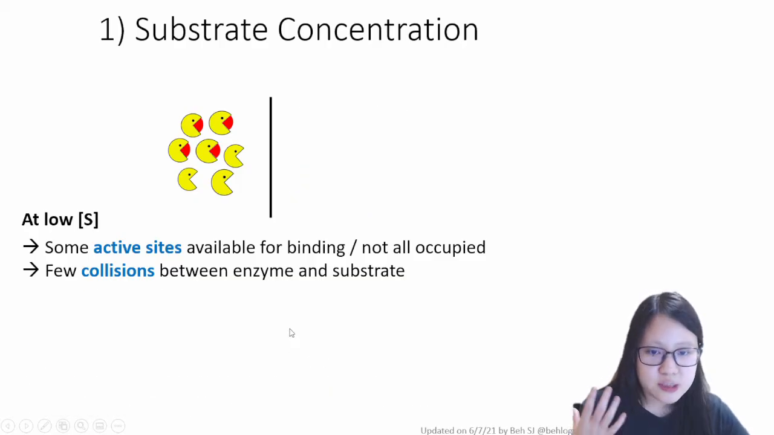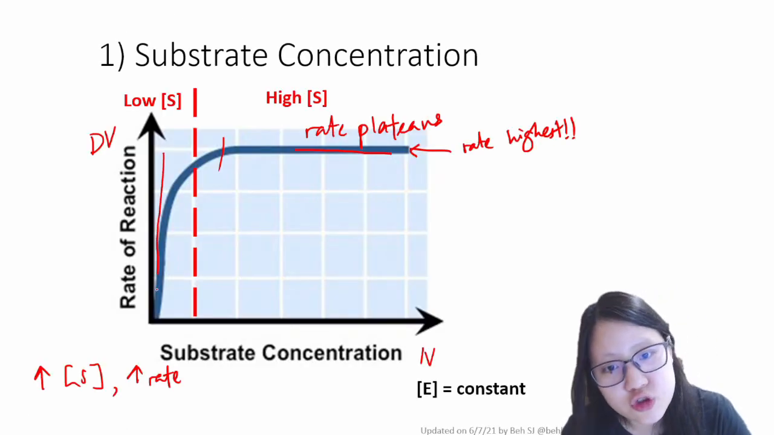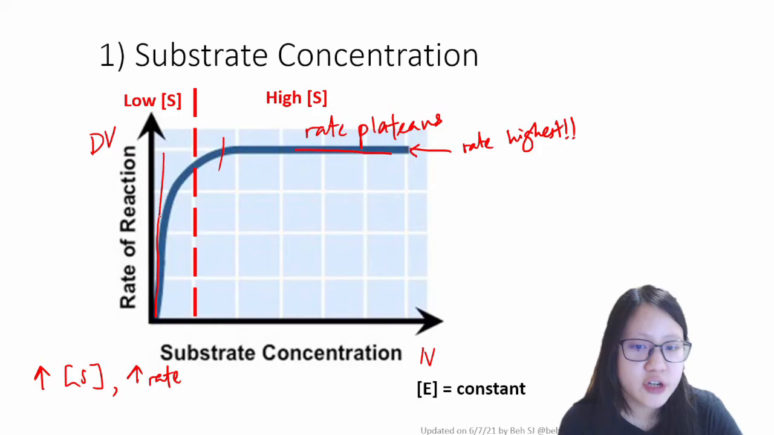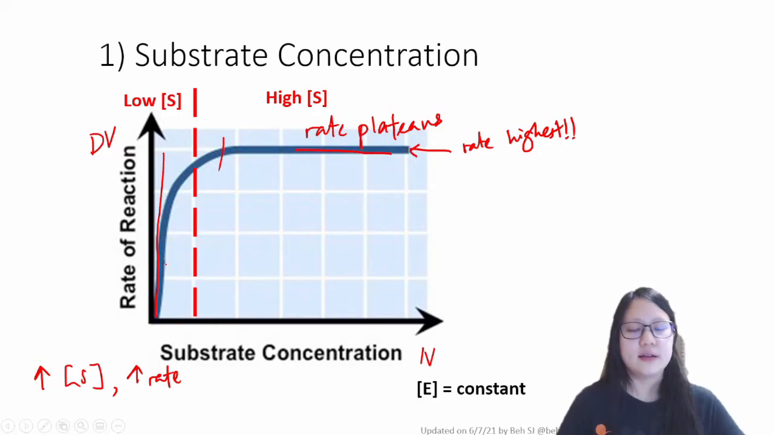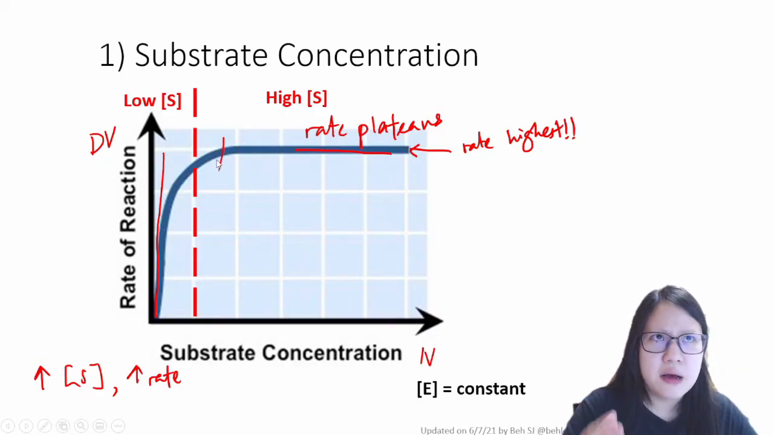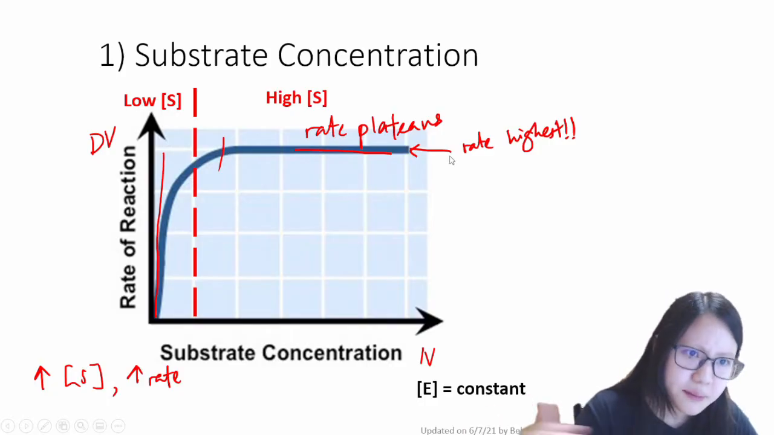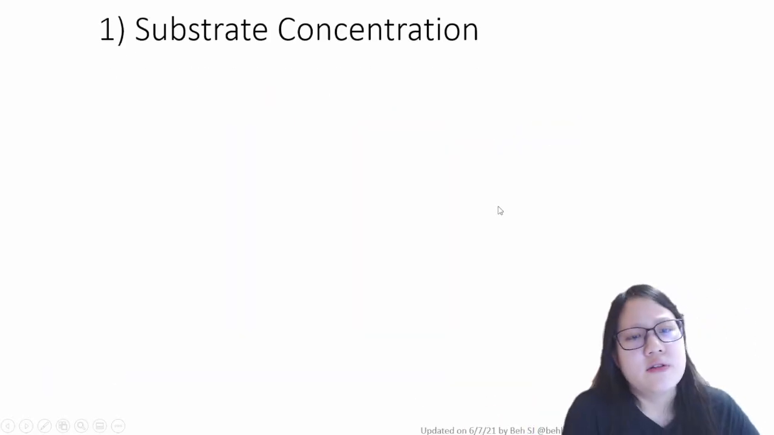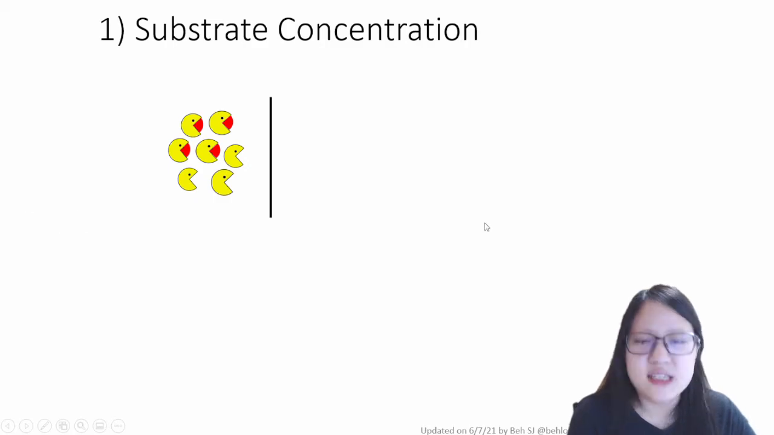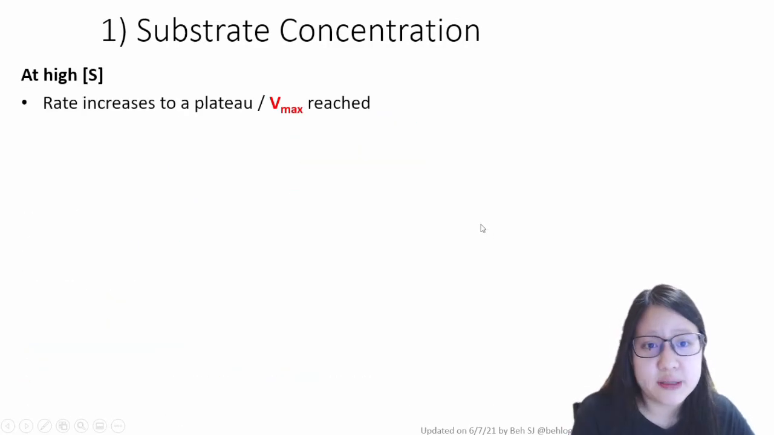You can see in this previous graph right here, you can almost draw a straight line at very low substrate concentrations. Rate is almost proportional. Now you can see here that rate slows down. It's still increasing, but the rate of it increasing is slowed. And then it plateaus. Right, so what does that mean? Why does it plateau?